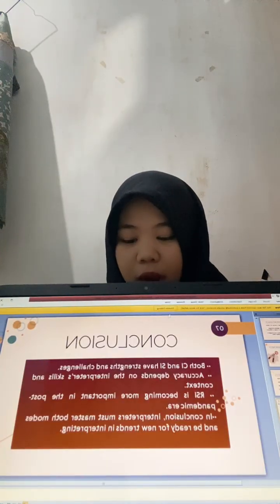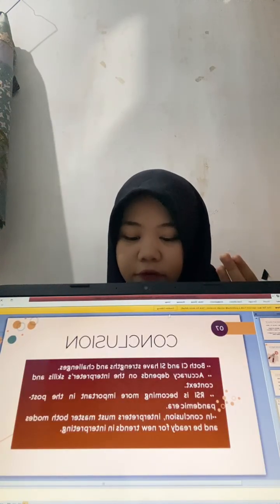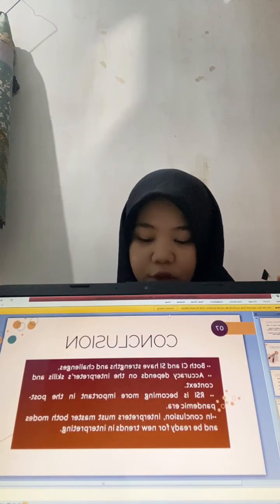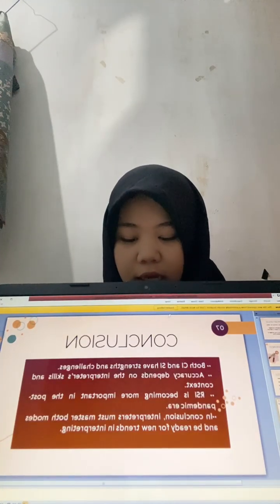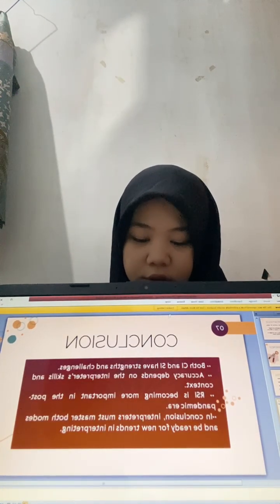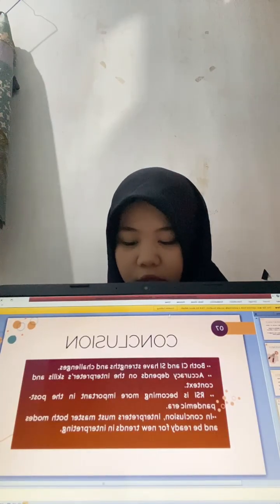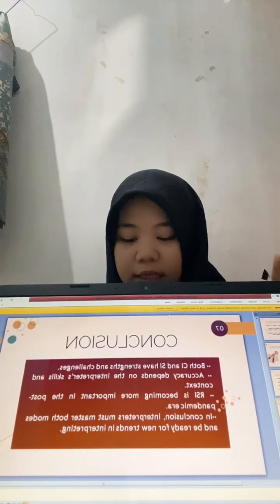Conclusion. Both consecutive interpreting and simultaneous interpreting have strengths and challenges. Accuracy depends on the interpreter's skill and context.